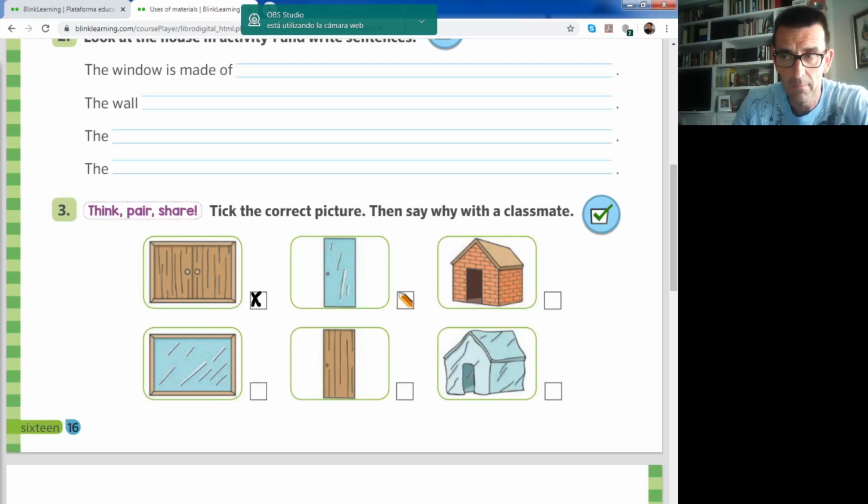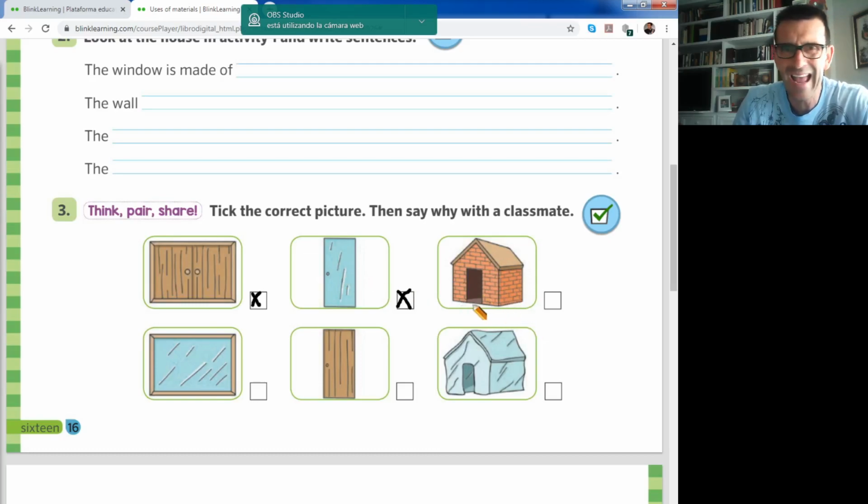Now I think it's no. A door made of glass is not a good idea, especially at school. Maybe in an office, en una oficina, maybe yes, because there are adult people there. But when you have children, better the wood. Mejor madera. I prefer a door made of wood.